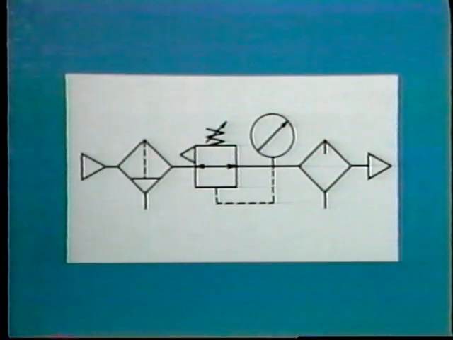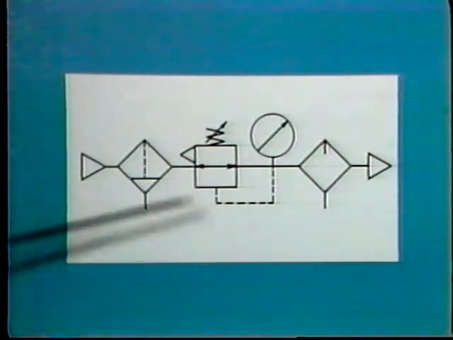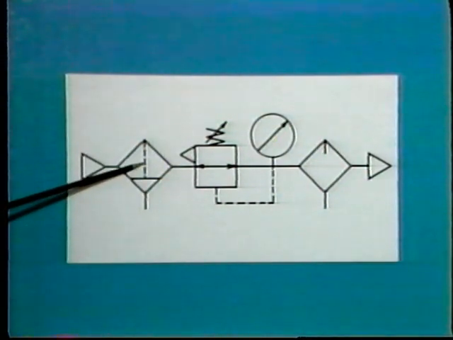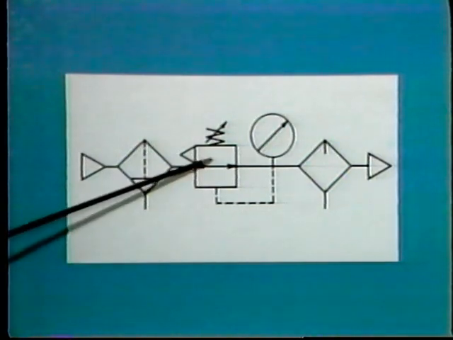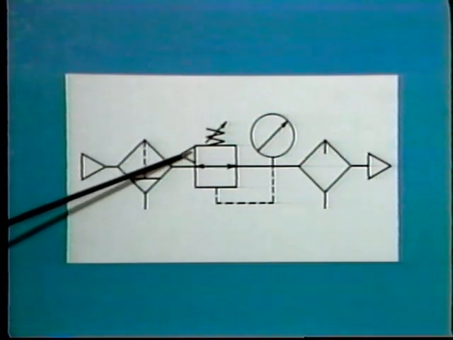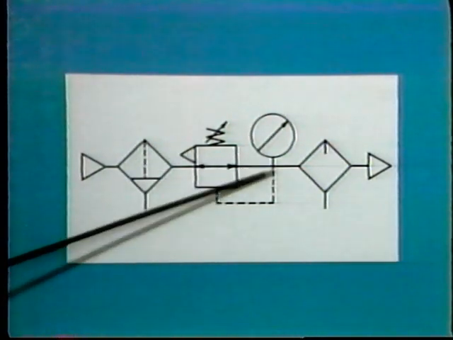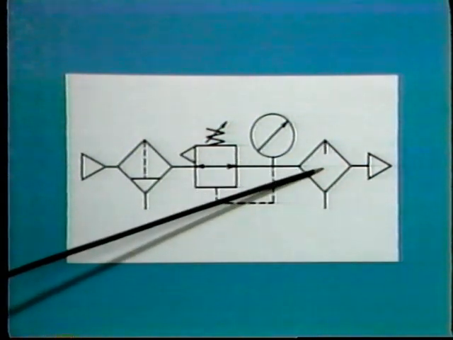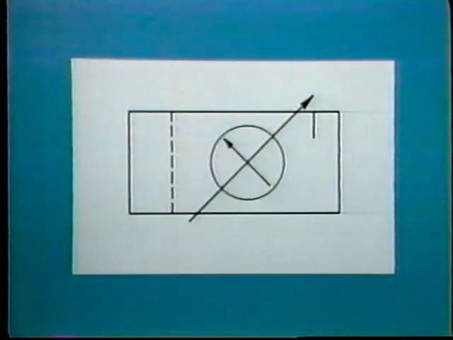Here is how an FRL unit would look in a circuit diagram. Here is the symbol for the air filter. Here is the regulator. It is pilot operated with a gauge indicator. And here is the symbol for the lubricator. Sometimes you'll see this symbol used for an FRL.